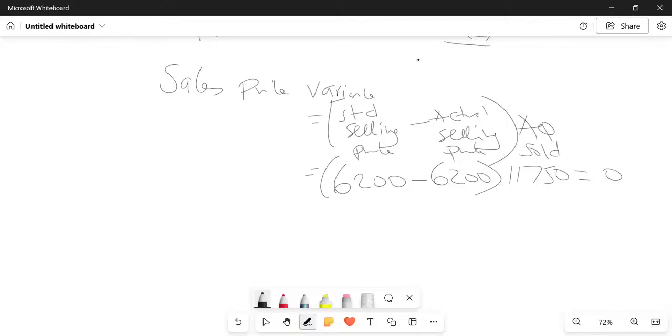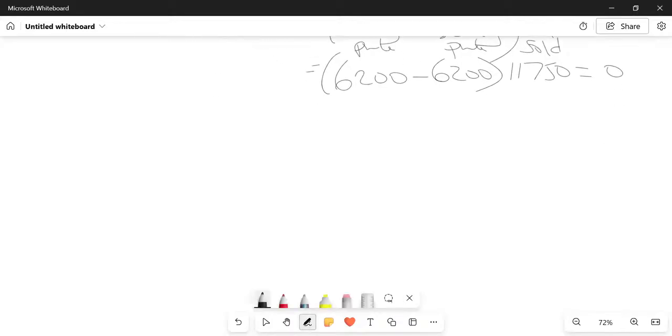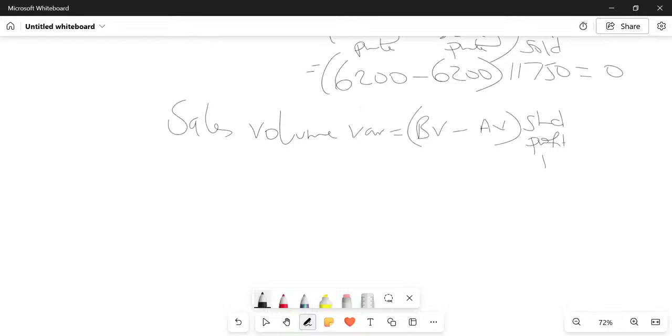So do we have this sales volume variance formula? This confuses students. Sales volume variance is BV minus AV multiplied by standard profit per unit. What is the budget volume? 12,500 minus actual volume 11,700.